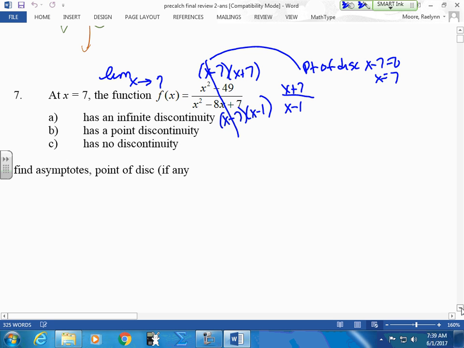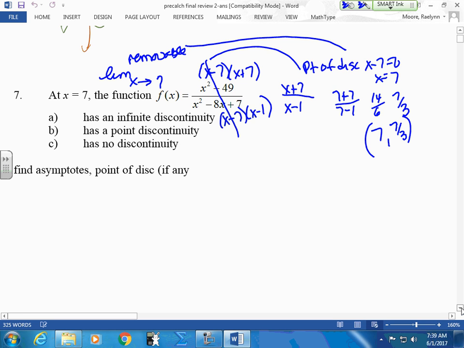This is called the removable point. Remember we did this back in the fall. So this is removable. And how do I get around it? I factor, and then I take this, and I plug the 7 into what was left over. So 14 over 6. And if I reduce this, it's 7 over 3. So my point of discontinuity, if I could fill this in, would be this.